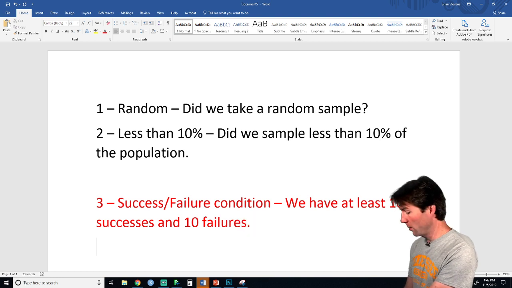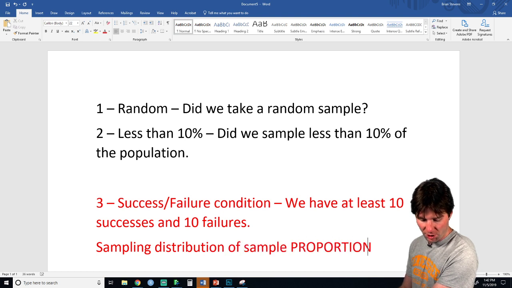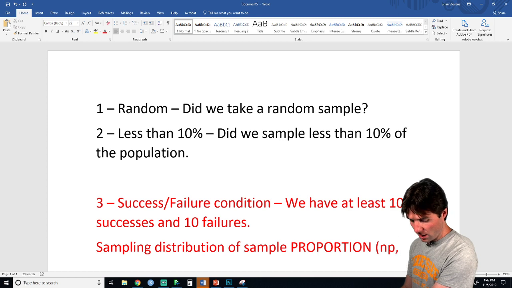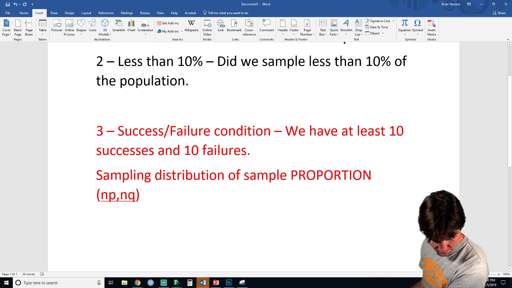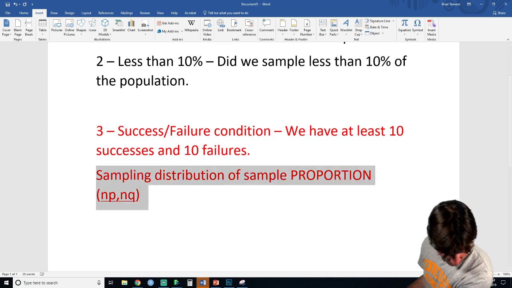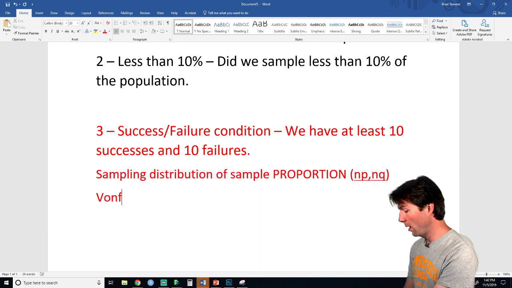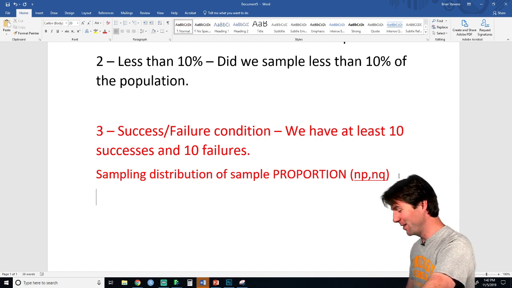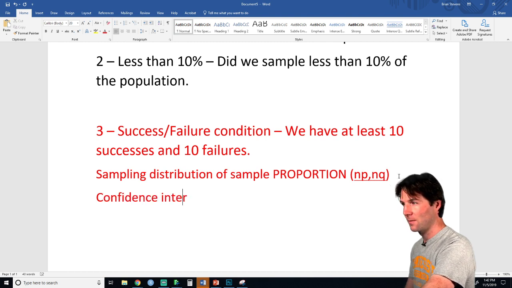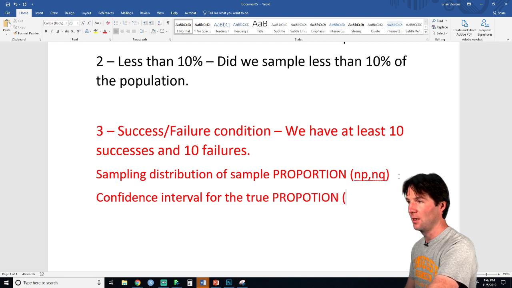I'm going to put something right below it. We're going to put sampling distribution of sample proportion, and we have NP, comma, NQ. I'm going to go right off the screen. Darn. Let's get this all on the same screen. There we go. And then we have confidence interval for the true proportion. Good. And I missed the R, which I was missing all yesterday.